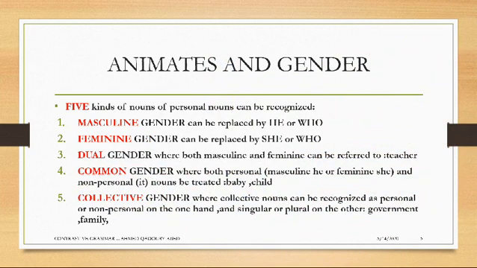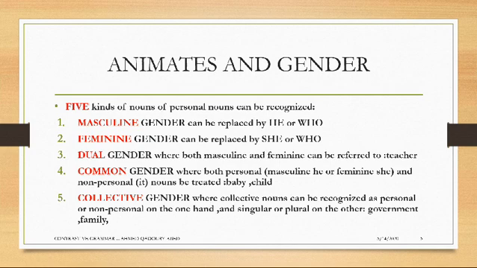Gender: five kinds of personal nouns can be recognized. It means that we have five personal nouns, and these have five types of genders. Number one, we have masculine gender, and this can be replaced by he or who. It means that any male name, we are going to replace it by he or by who. Number two, feminine gender can be replaced by she or who. Any girl, any woman, we are going to use she for her.